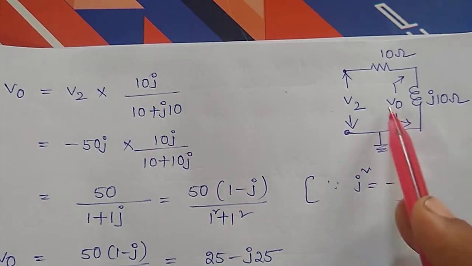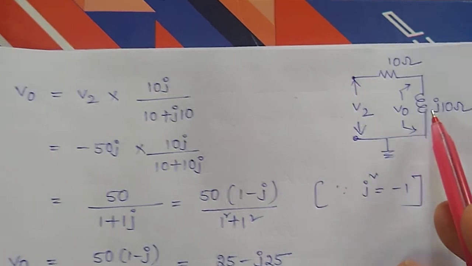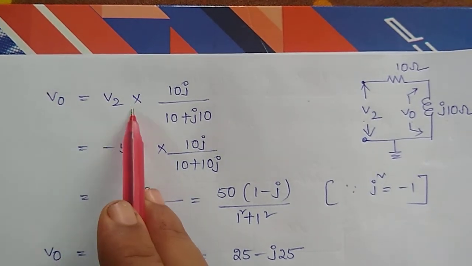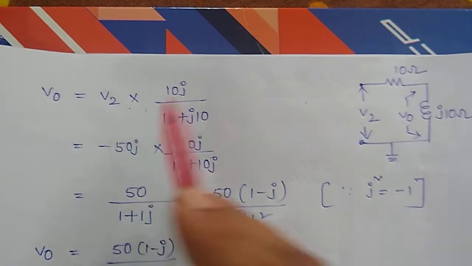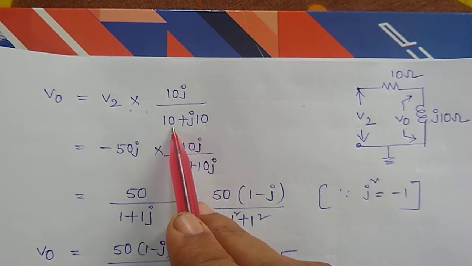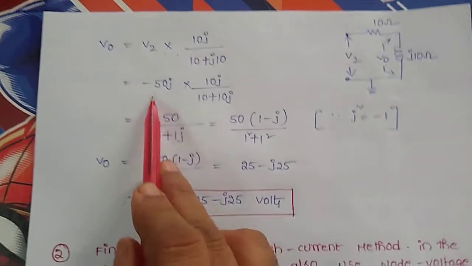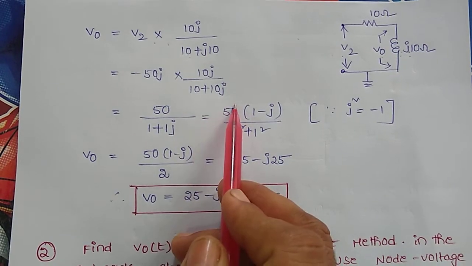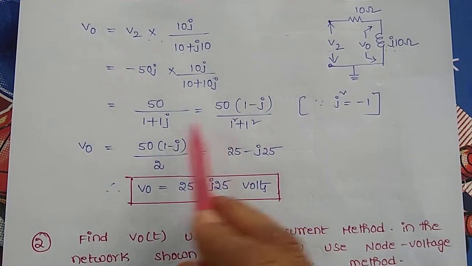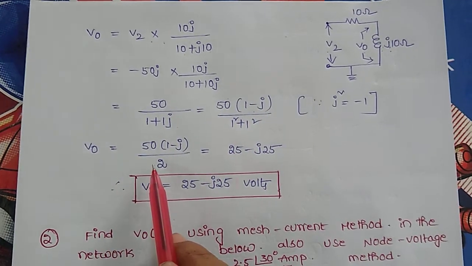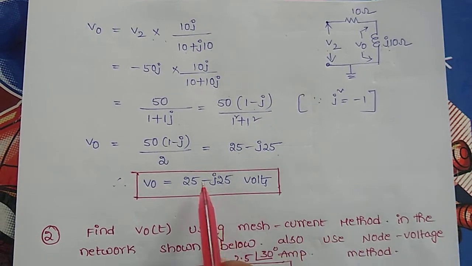Here V2 is the total applied voltage, V0 is the voltage across inductive reactance. So V0 will be equal to the total applied voltage V2 into the same branch impedance by the total impedance. Same branch impedance is j10 and the total impedance is R plus jXL, 10 plus j10. So on simplification we have minus 50j, 10j by 10 plus 10j. Then after rationalizing 50 by 1 plus j, we have V0 equal to 25 minus j25. This is our final answer, 25 minus j25.